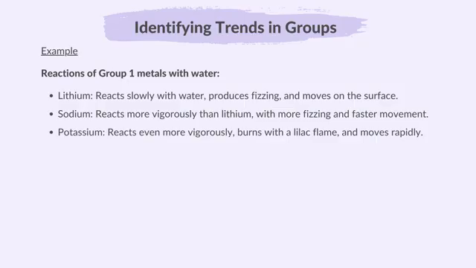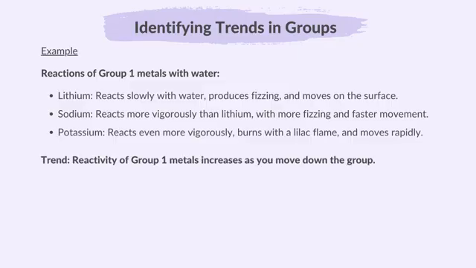Based on the above observations, we may identify a trend occurring as you go down the group: that reactivity of group 1 metals increases as you move down the group. Now, given this information about the first 3 elements of the group, we may predict that the lower group 1 metals will react even more strongly, and this may be confirmed by observing their reactions with water.